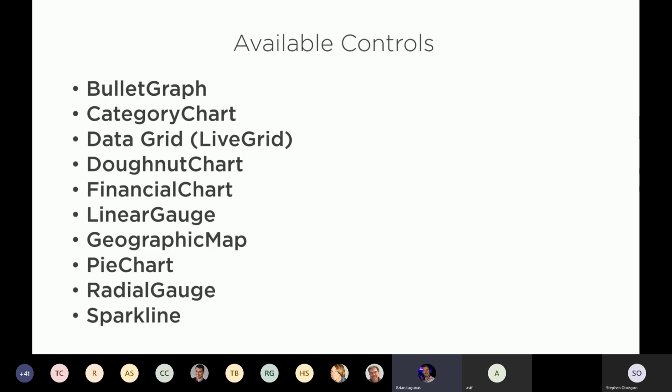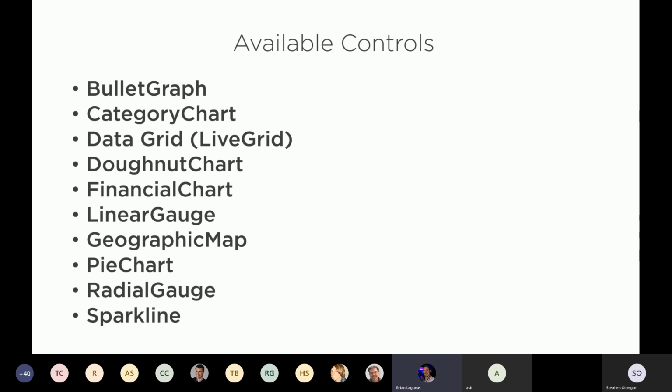So what components are we shipping? We're shipping 10 components initially. This is our initial release. We're going to have a ton of data visualization. This is our bullet graph, category chart, a data grid, which right now the name is live grid. So when you declare this in your HTML in your Blazor app, it's going to be called live grid, but that name will change. We don't know what it is yet, but it's not going to be live grid.